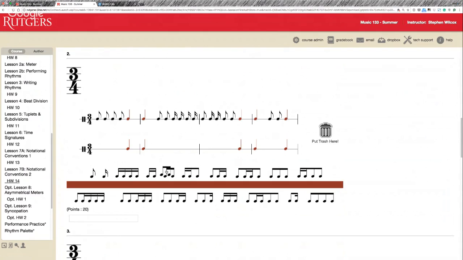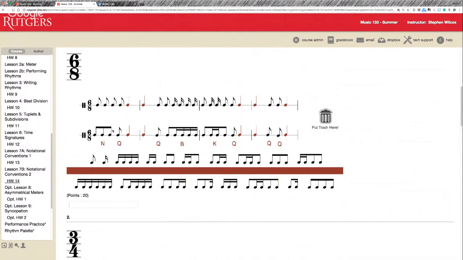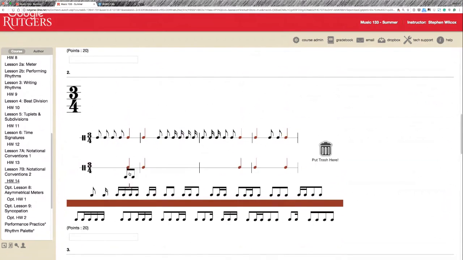Sorry, let me start again. Instead of 6/8 where we have 3 8th notes equaling 1 beat, here we have 2 8th notes equaling 1 beat. So 1, 2, 3, 4, 5, 6. And here you can see we're dividing the beat into 3 parts, right?